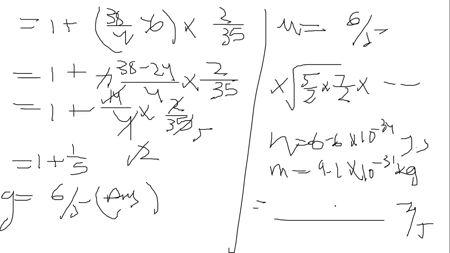Mu equal to g into root over j into j plus 1, where g is 6 by 5, j into j plus 1 is 5 by 2 into 7 by 2, and e h cross by 2m. We know e is again 1.6 into 10 to the power minus 19 coulomb. So put all these values and calculate what will be the value of magnetic moment.